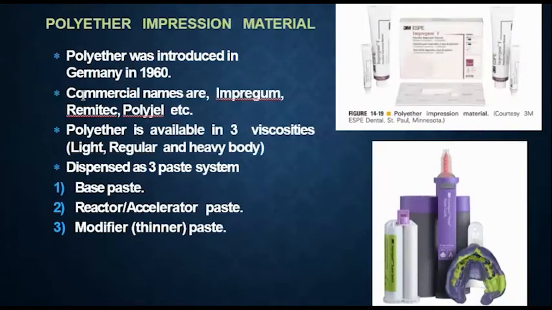Now coming to the final impression materials, polyether impression material was introduced in January 1960. It is also known by commercial names such as Impregum, Ramitec, Polygel, etc. It's available in three viscosities and consists of three. It's a three-phase system that is base phase, reactive or accelerator phase, and a modifier. That's thinner phase is available extra.